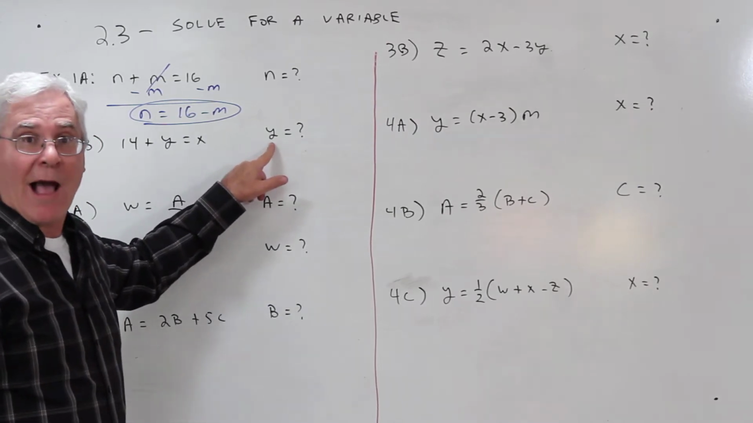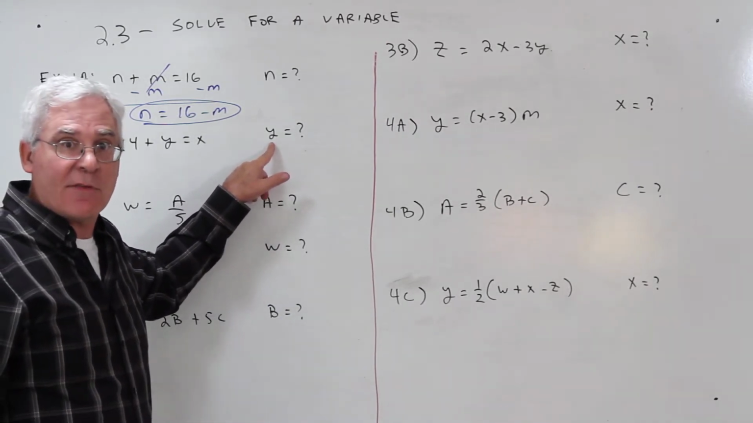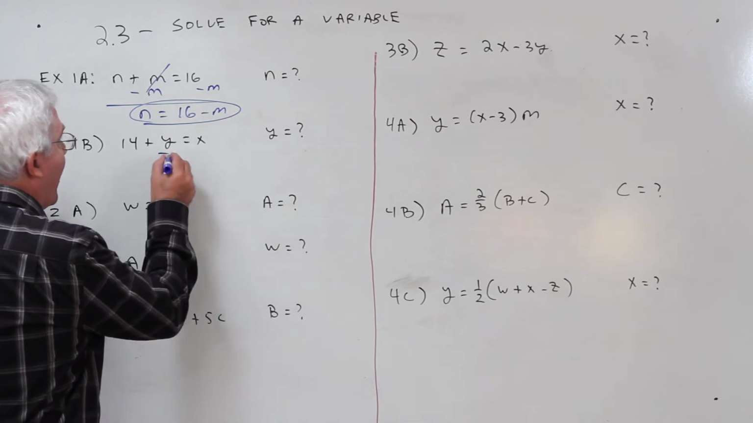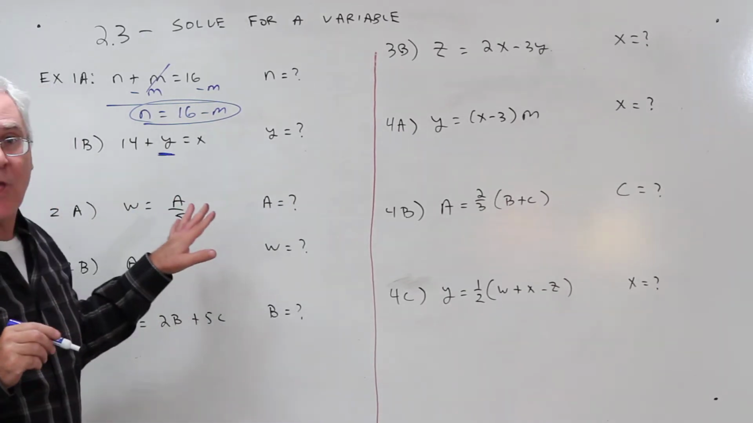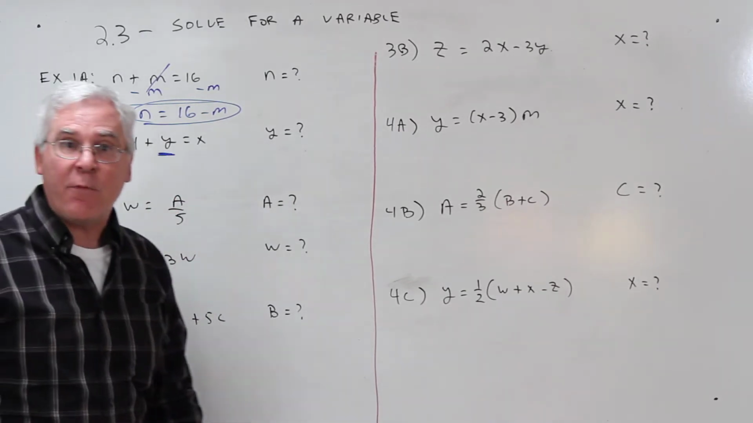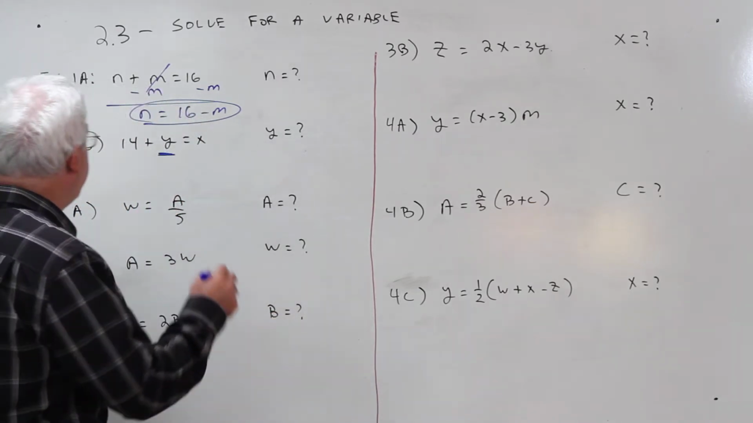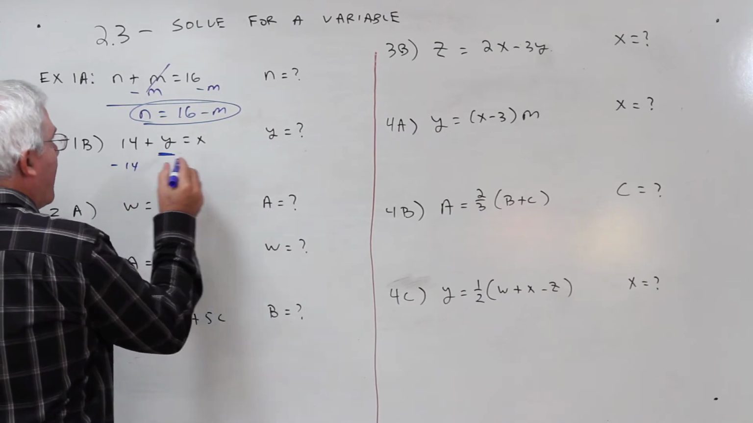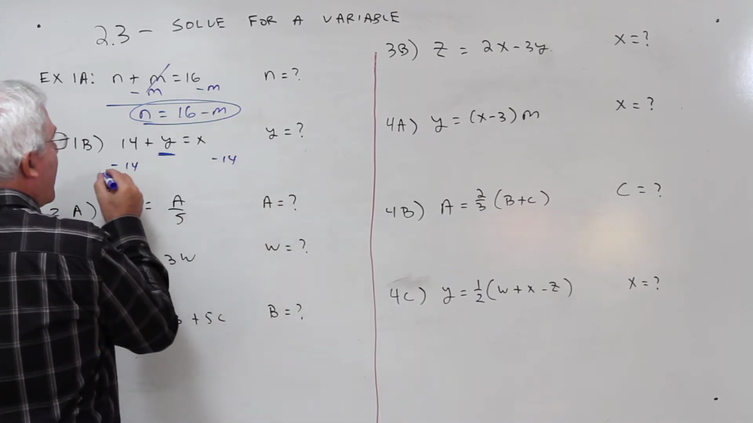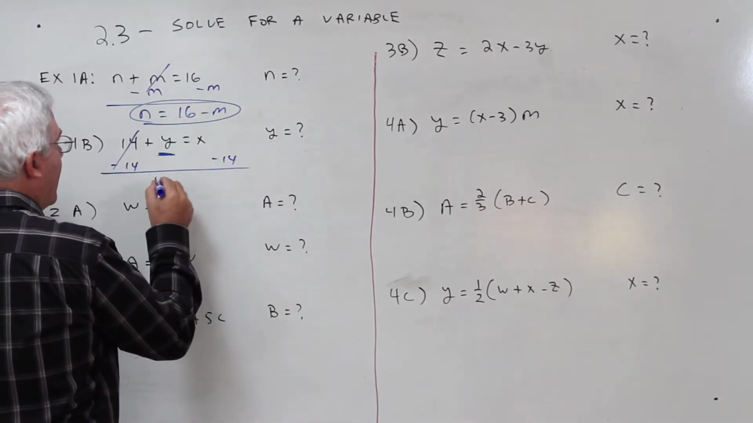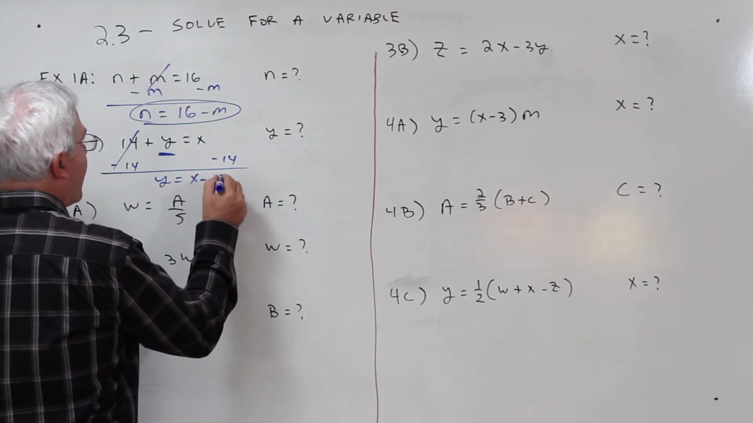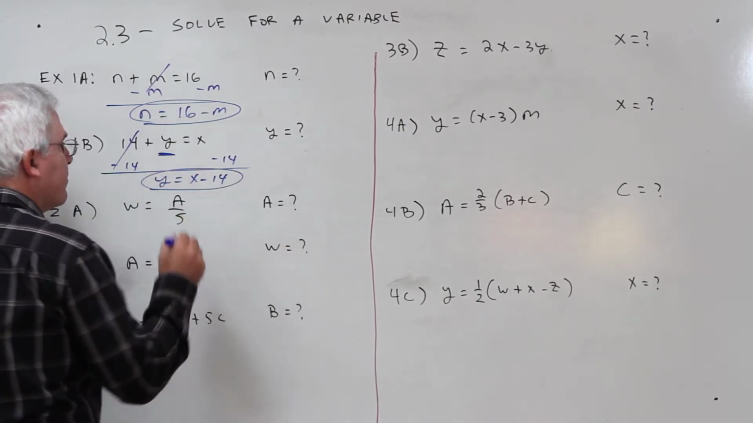B, 14 plus y equals x. I want to get y all by its lonesome. Again, Alex will say solve for y. What don't I like nearby him? I don't like the 14. How do I make the 14 go away? I subtract it. So minus 14 from this side and minus 14 from this side. Cancel. y equals x minus 14.